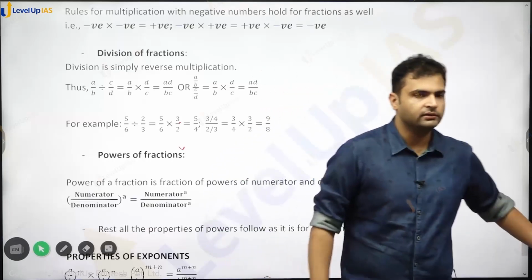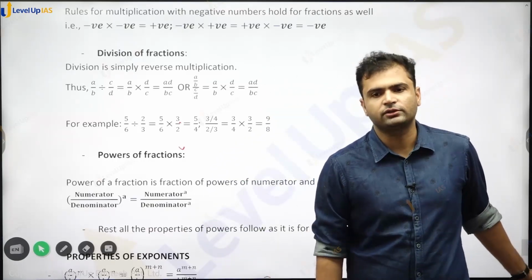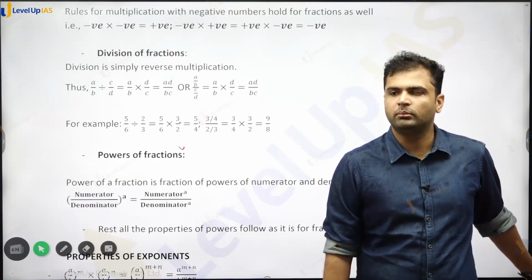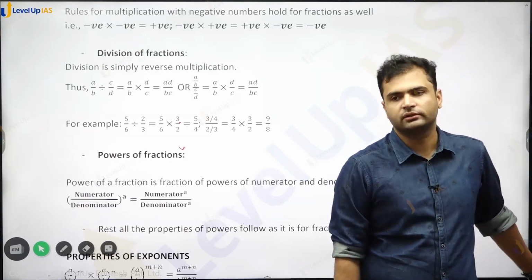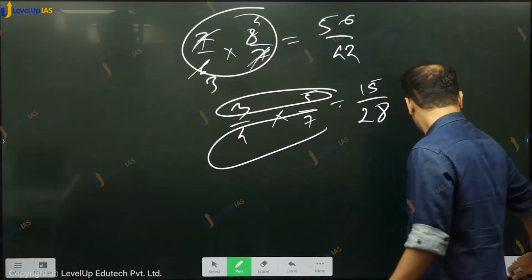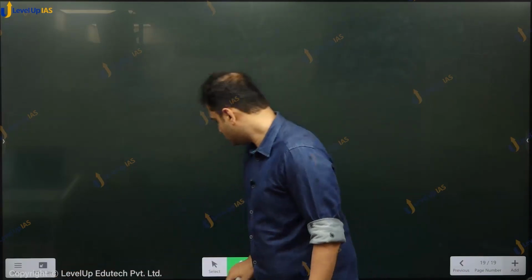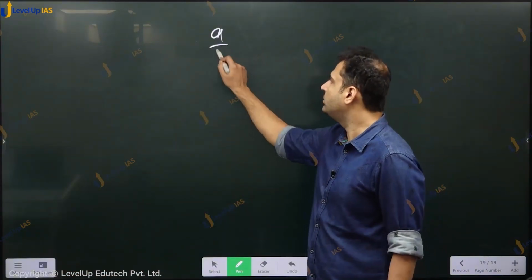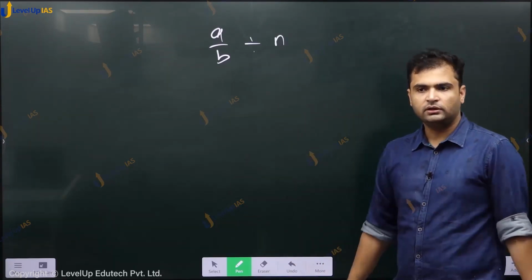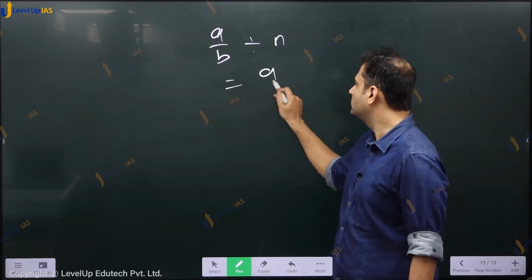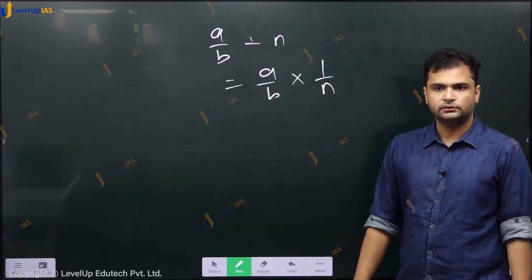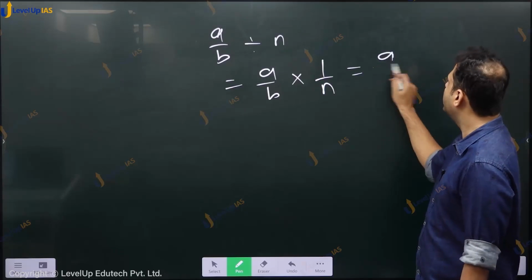Division is nothing but reverse of multiplication. Dividing by any number is multiplying by its inverse. So if you are dividing by c by d, for example, if I have this a by b and I divide it by, let us say, n. If I want to do this, it is equivalent to multiplication by inverse of n. Multiplication तो पता है हमें, which is a by b into 1 by n.